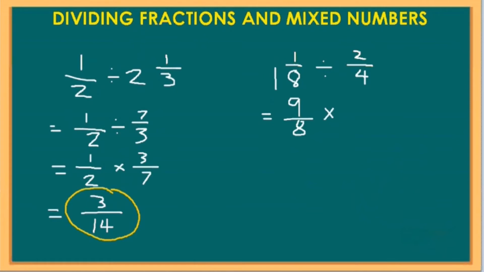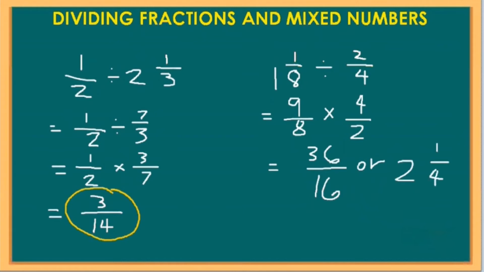Okay, the division sign becomes multiplication sign again. And 2/4 becomes 4/2 because it is its reciprocal. Multiply. 9 times 4 is 36. 8 times 2 is 16. The final answer is 36/16 or 2 and 1/4.